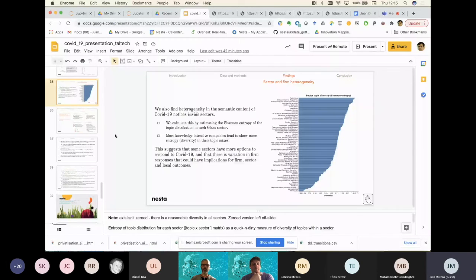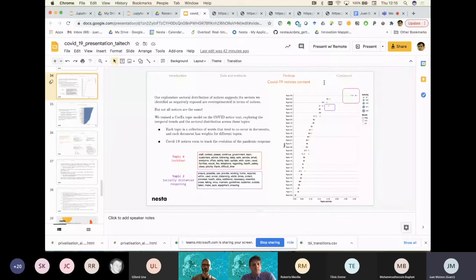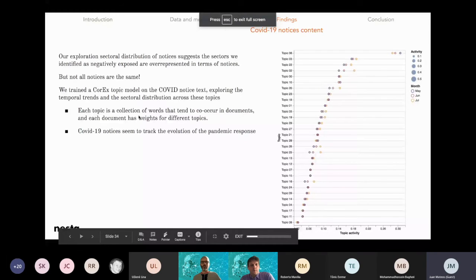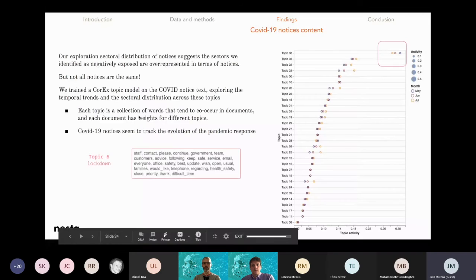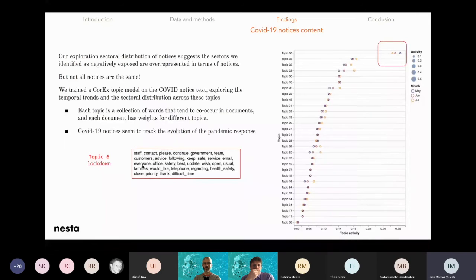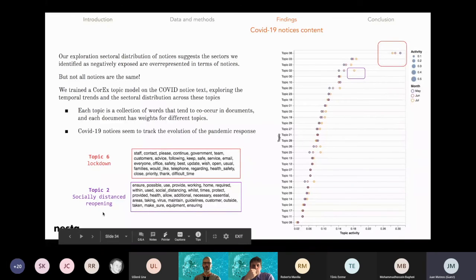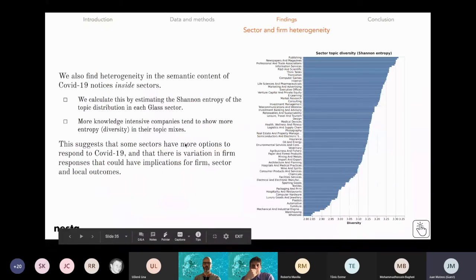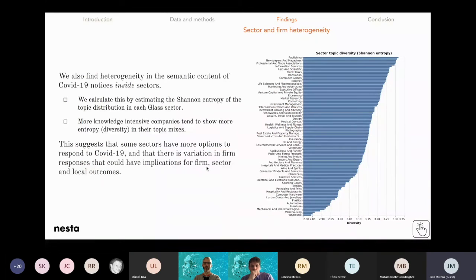is that we have done some topic analysis of COVID notices. And we find, and this is quite preliminary and quite messy, that some topics, some types of notices, are picking up different stages of the virus, and this is linked to the months when they appear. Like a topic related to lockdown, a topic related to socially distanced reopening. So it looks like the notices are helping us to monitor how businesses were responding to the pandemic. And then what's interesting, and yes, this is quite hard to read, it's not as polished as some of the other things I've presented.